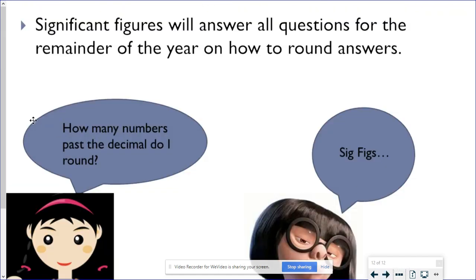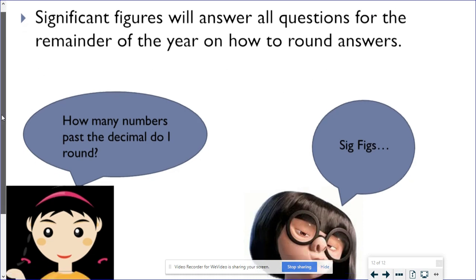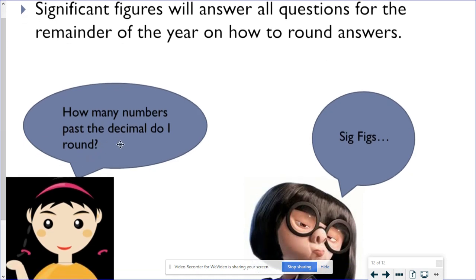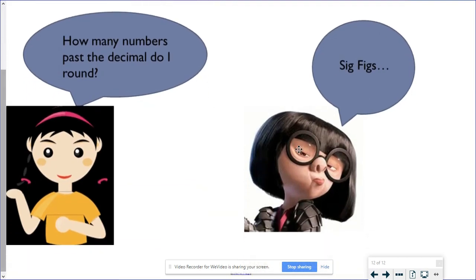So for those of you who have asked me in the past week or two, how many numbers past the decimal do I round to? The answer from here on out for any of your chemistry classes is going to be significant figures. So that's what I'm going to tell you. Every time you ask me, how far should I round? I'll just say sig figs back to you.